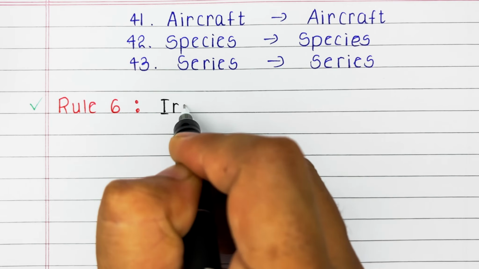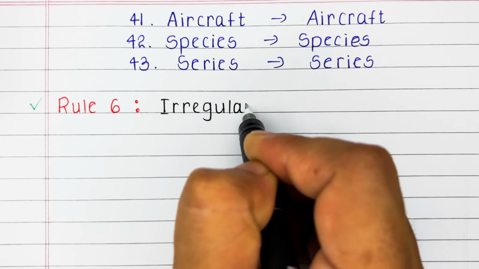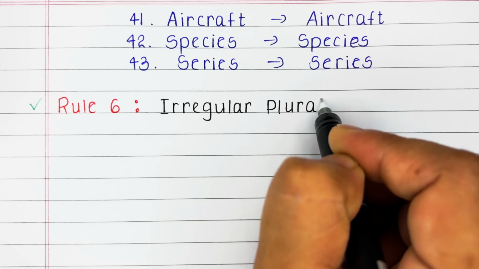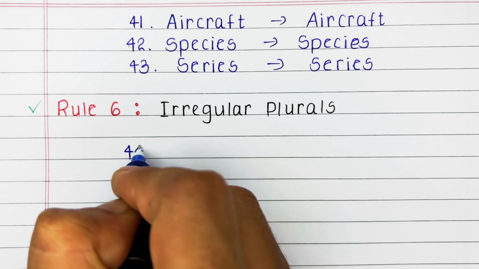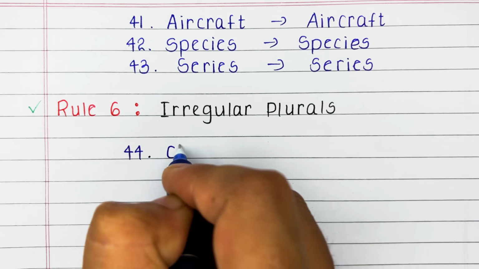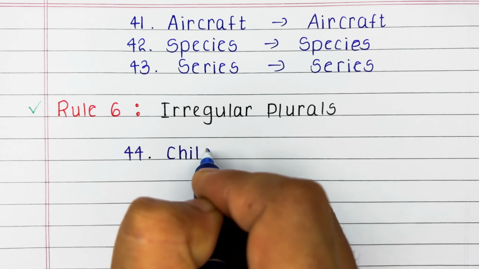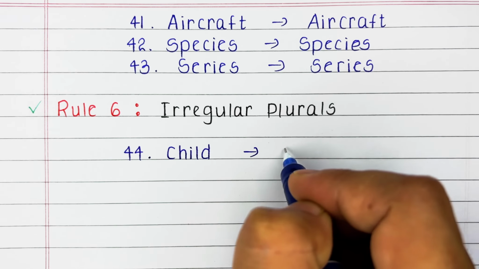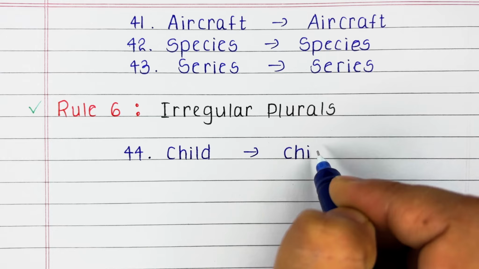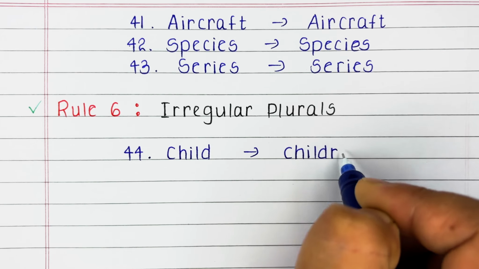So this rule clears the confusion that we had in the starting of our video. If I have one sheep in my garden and I get more, I'll still say that I have many sheep and not ships. Okay? Now let's move forward with the rule number 6.